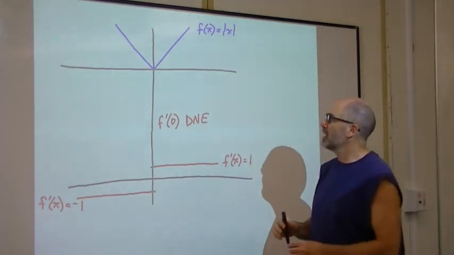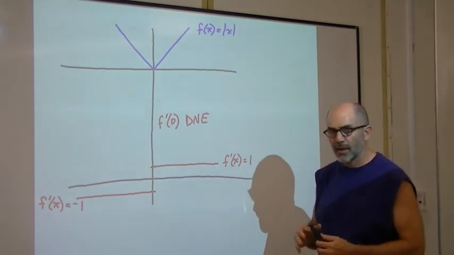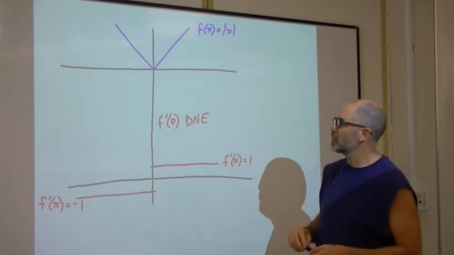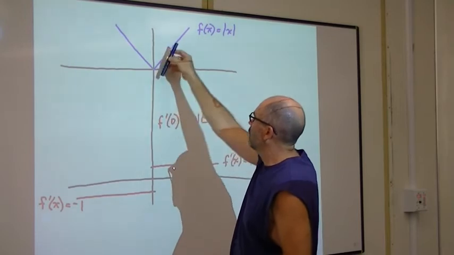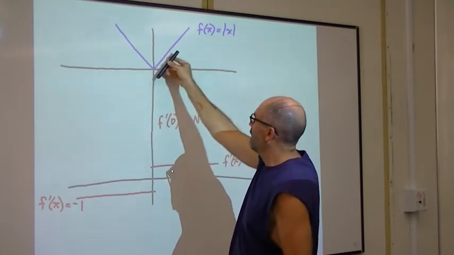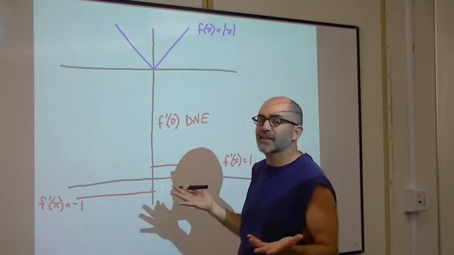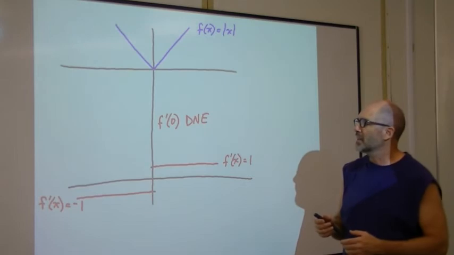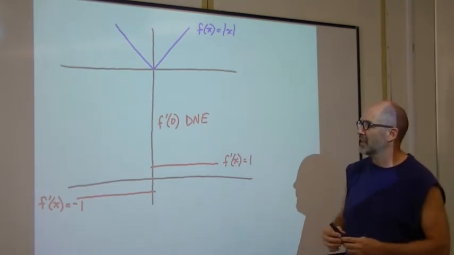The other way you could think of it is, if the derivative is the slope at any point, so it's really the slope of the tangent, well, where's the tangent here? At 0, you don't even know. Like it could be 1, it could be negative 1, it could be anywhere in between. It does not exist. Okay, so where else do derivatives not exist?